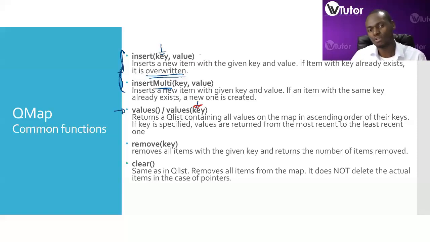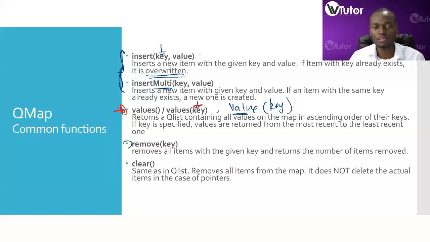Another function that we also did not put here is the value function, which is also very important. Values allows you to get multiple items, but you can also use what is called the value function, which also takes a key and it returns the value of your key. And if you had stored multiple items per key, I think it will return the most recent one first. Right, so those are the functions you need to know in terms of how to insert data into your QMap and how to get or retrieve your data from a QMap.